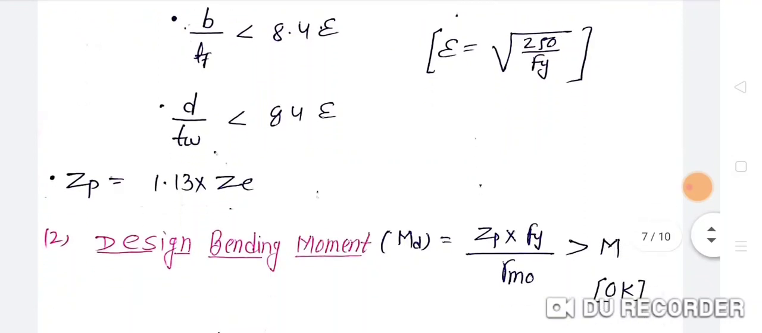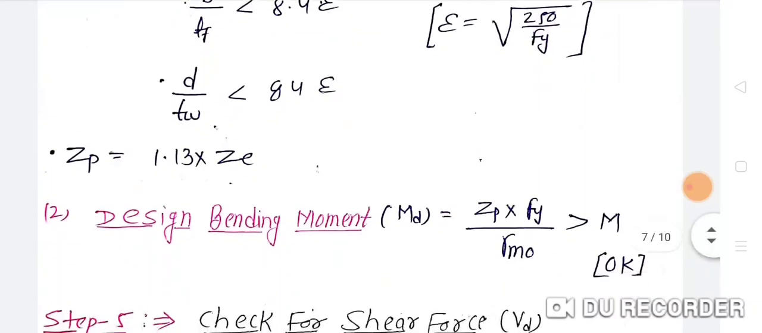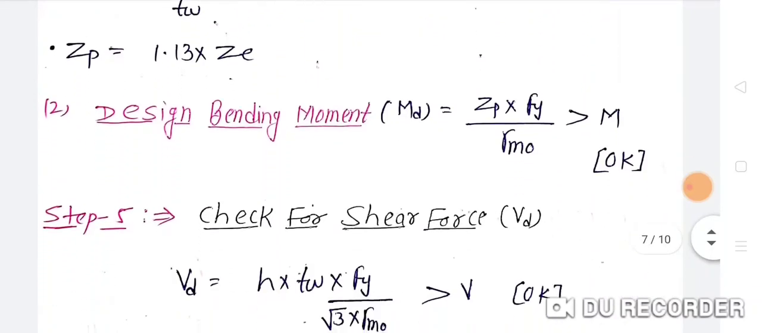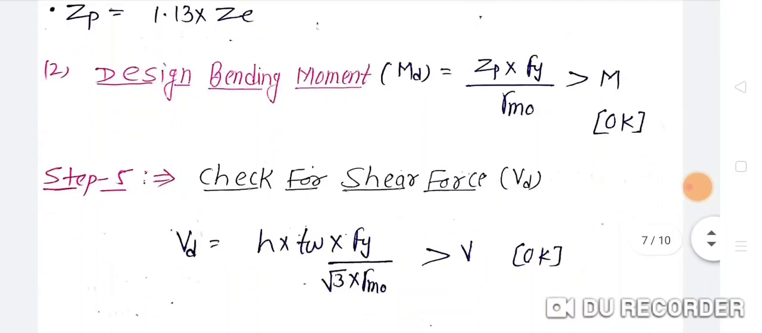Then we calculate Zp. Zp is equal to 1.13 into Ze. Now we calculate the design bending moment. Md is equal to Zp into Fy upon gamma m0. Md should be greater than the bending moment that we calculated in step second. If this condition is satisfied, then our design is safe. Otherwise we choose another section and repeat the same process from step third.